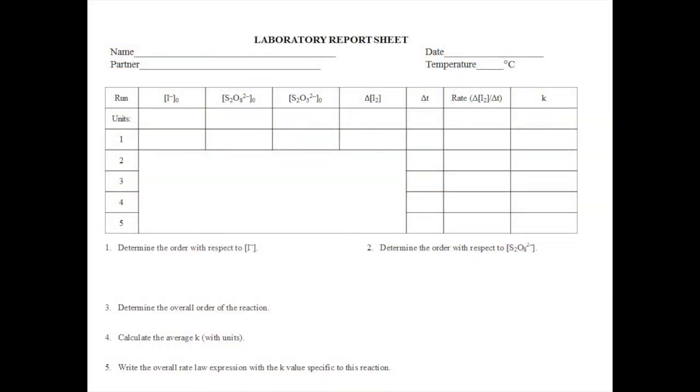In the data table for this experiment, first enter the units for each column. The first four columns are concentrations, and the units here are molarity, symbolized by a capital M. The change in time is seconds, and the rate is molar per second. The units of K will be determined later in the calculations.